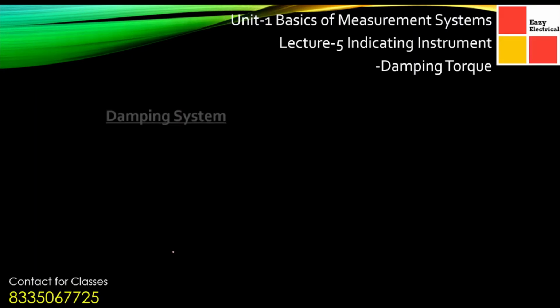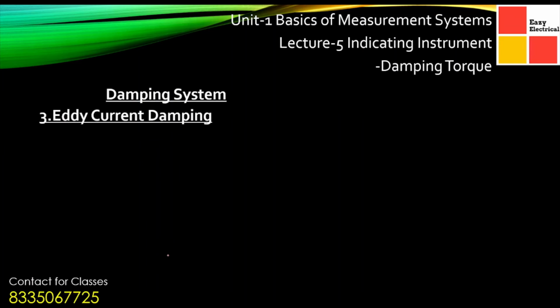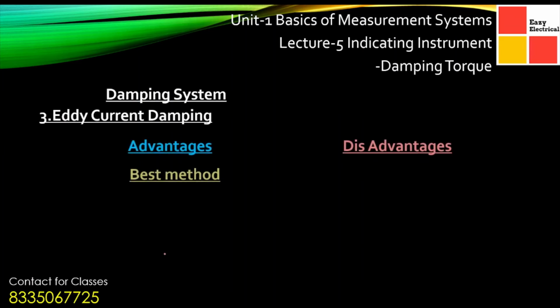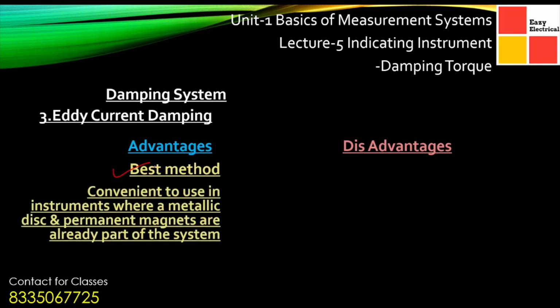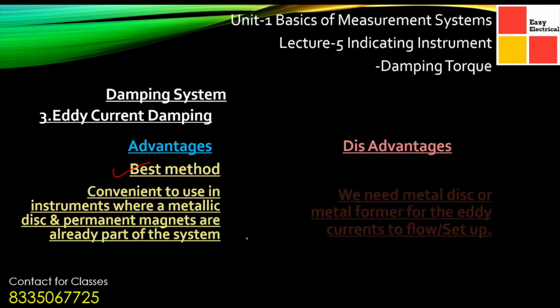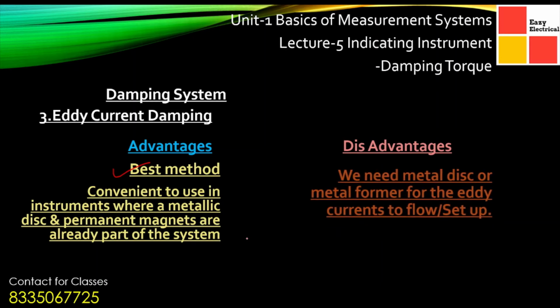Now coming to the next part, that is eddy current damping. Whatever advantages, we are basically seeing the advantages only. Some disadvantages we will know. It is the most effective method and the best method, we can say. Another advantage is that it is convenient. It is very convenient to use in an instrument where a metallic disc and a permanent magnet are already a part of the system. One disadvantage we can say is that whenever we are using the metal disc or the metal former, eddy currents flow or are set up.